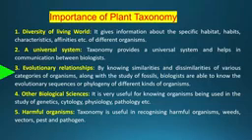Third one is evolutionary relations. By knowing similarities and dissimilarities of various categories of organisms, along with the study of fossils, biologists are able to know the evolutionary sequences or phylogeny of different kinds of organisms. Next one is other biological sciences. It is very useful for knowing organisms being used in the study of genetics, cytology, physiology, pathology, etc. Harmful organism: taxonomy is also useful in recognizing harmful organisms, weeds, vectors, pests and pathogens.